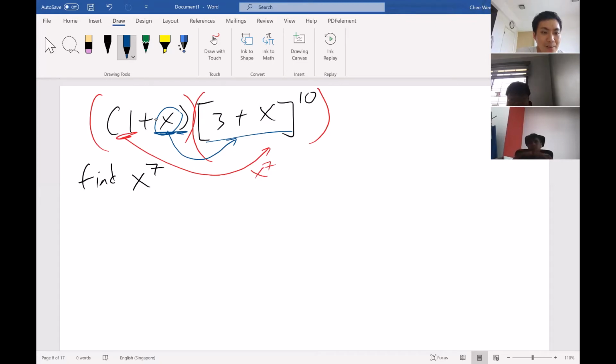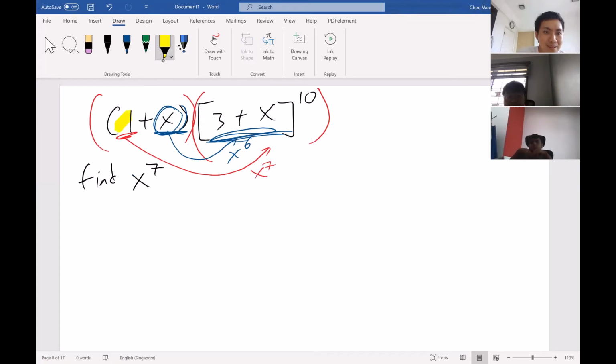X, the x also. No, but x to the power of what? If I actually expand this out in the binomial already, I will have all kinds of x powers lurking in the expansion, right? Then which x power will couple with this guy to give you this guy? 6. It's 6. That's what I meant. Understand? Okay.